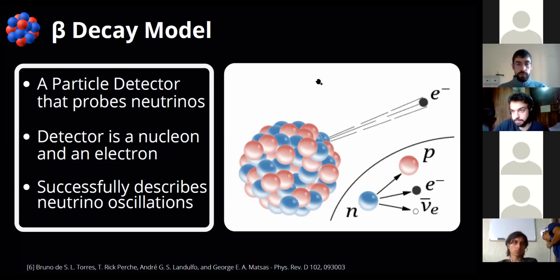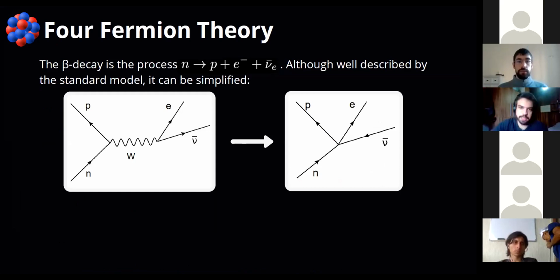Hopefully I'll be able to explain to you how to get to this model from a more fundamental theory. So first of all, the beta decay, which is this process where the neutron decays to a proton, electron, and antineutrino, is very well described by interactions via the weak force. And so the standard model is very good at describing these things. I mean, technically it should be quarks decaying here, but you can talk about this sort of process by using the weak force and the standard model.